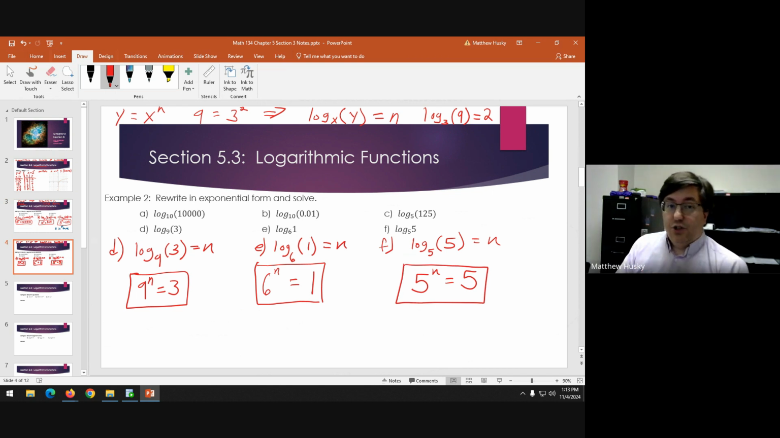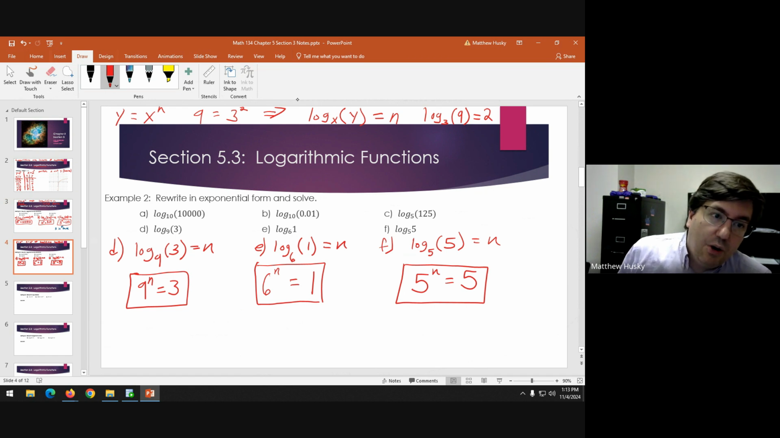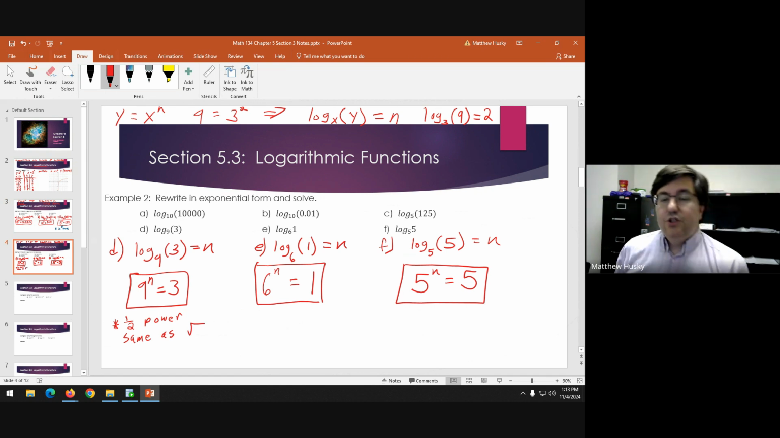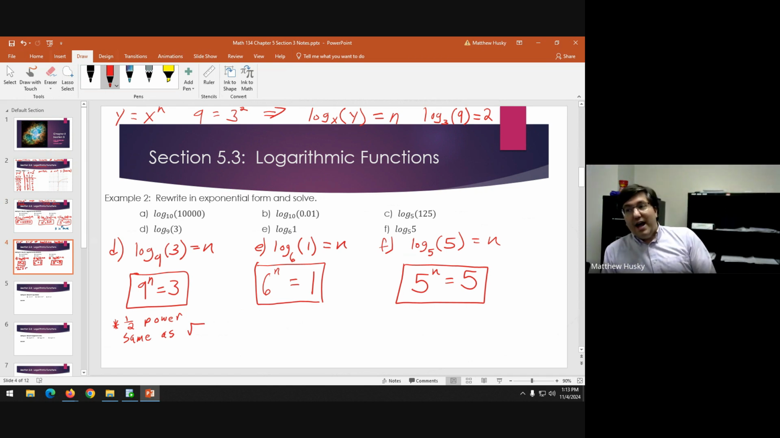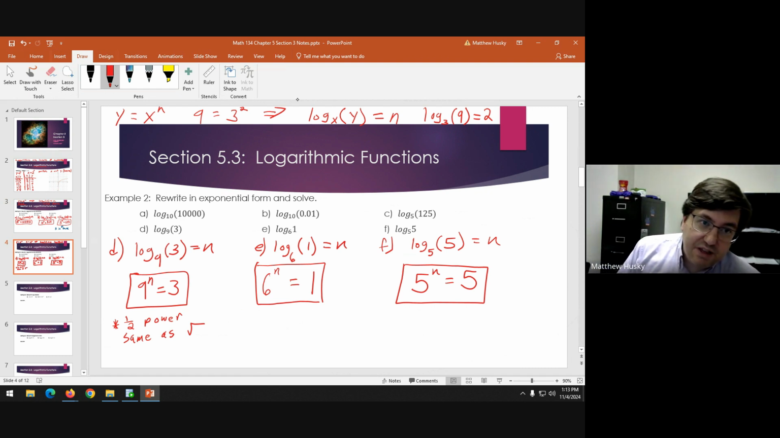They also tell us to solve them. So, fun fact, a 1/2 power is the same as the square root. So if you did 9 to the 1/2 power, that's another way of saying the square root of 9. The square root of 9 happens to be 3. So in this case, n would have to be 1/2 for that example right there.